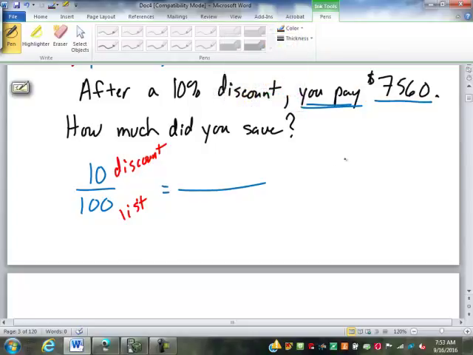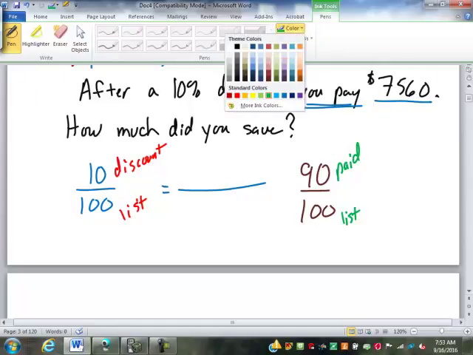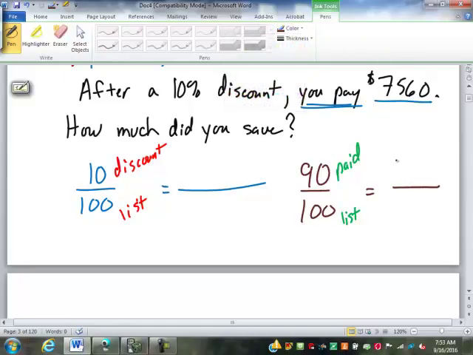Okay. If we do 90 over 100, the 100 is still representing the list price. The 90 represents the amount we paid after the discount. So the 7,560 goes here. We cross multiply and divide. 100 times 7,560 divided by 90 is going to be what? 8,400? Does that look right? What's that?